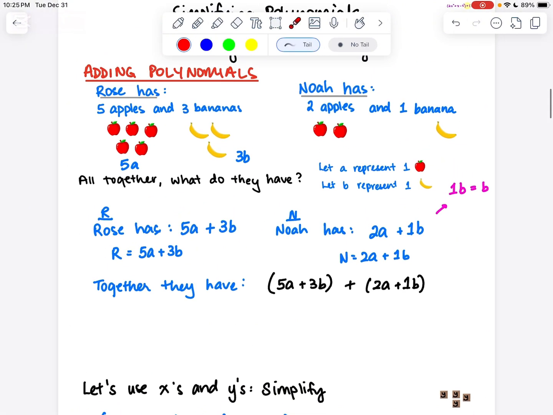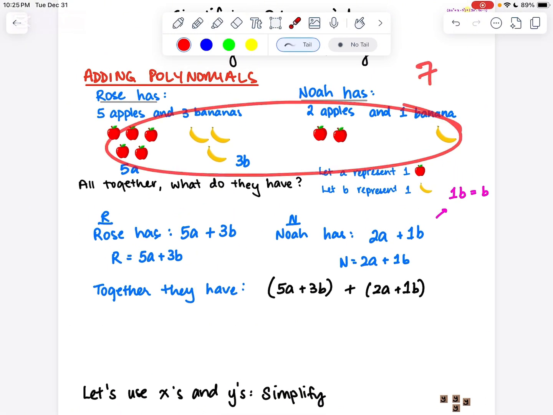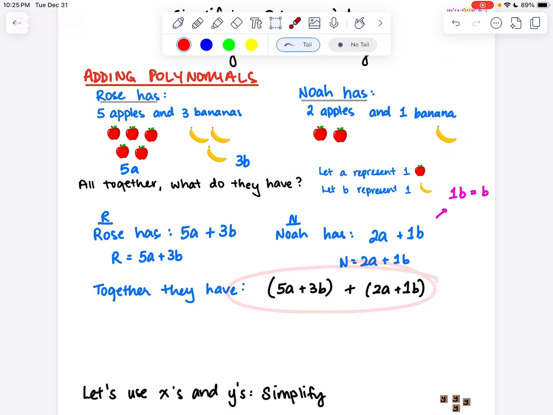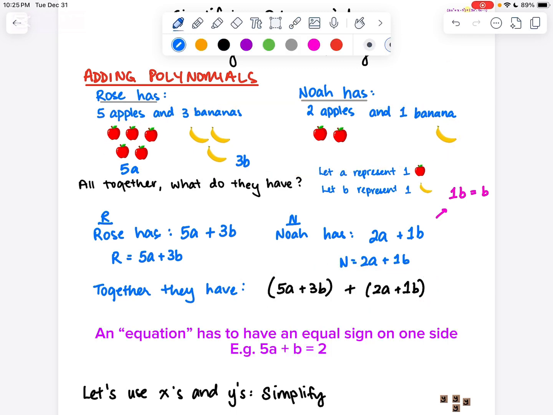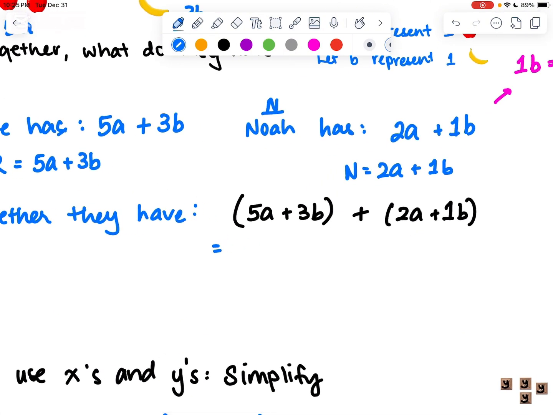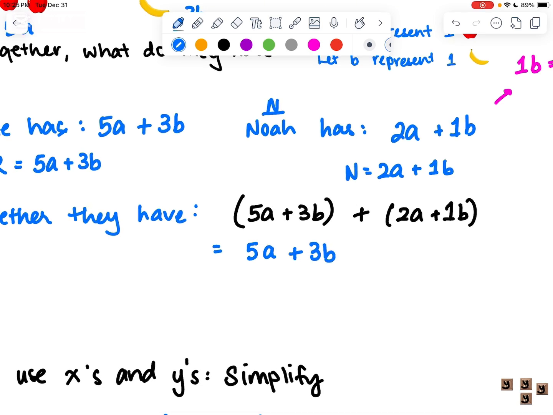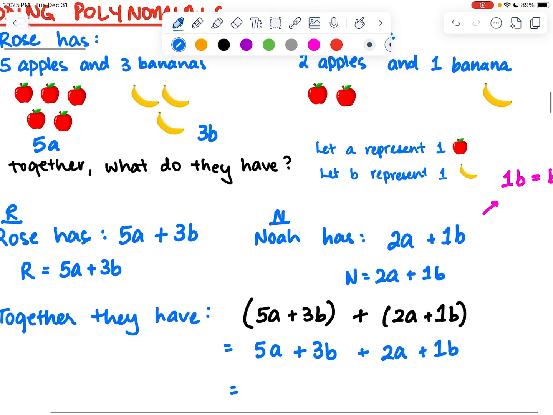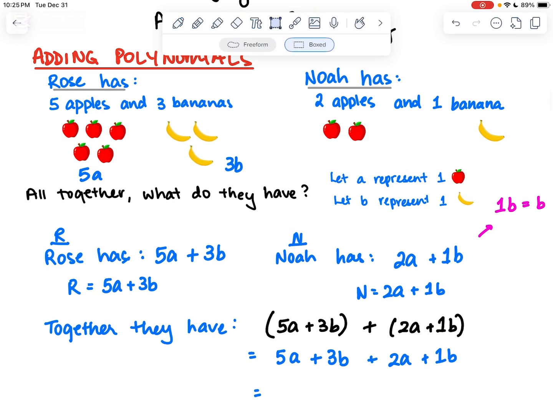We talked about how, looking at this picture, we have 7 apples and we have 4 bananas. So how do we get that from an expression like this? Well, I'm going to take those brackets away. It's almost like I'm taking the fruit out of the basket. Maybe I'm putting it on a table. So I have 5 apples and 3 bananas. And then beside that, I have Noah's 2 apples and 1 banana. So what we can do is move the bananas together. So imagine on a table, I'm taking this 1 banana and I'm moving it over here.